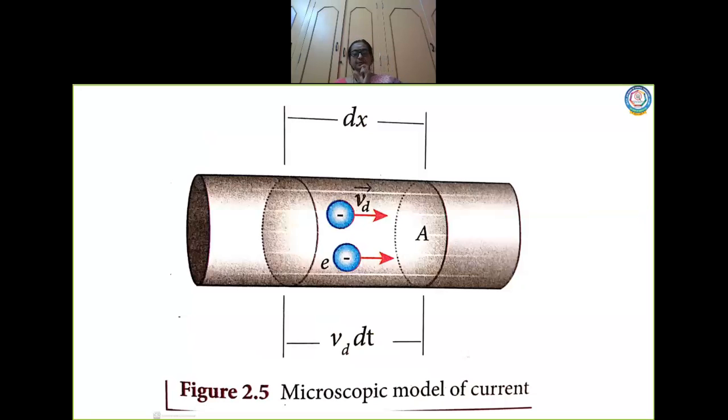So there are some terms which have to be corrected. So go through that topic. You can understand very easily. I have already told you. Just read it once. Okay. So with this, we are going on to the next topic, which is called the microscopic model of current.